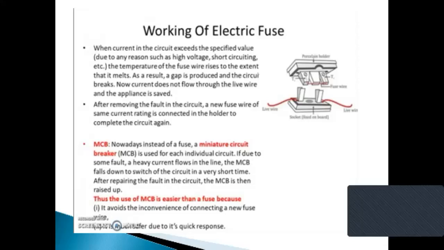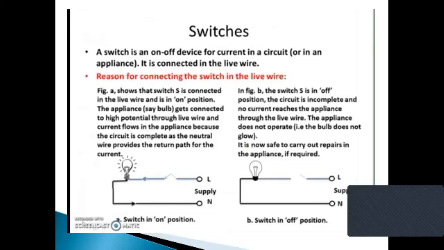A miniature circuit breaker is used for each individual circuit. If due to some fault heavy current flows in the line, the MCB falls down to switch off the current in a very short time. After repairing the fault in the circuit, the MCB is raised up. You might have seen these MCBs in your houses. Thus, the use of an MCB is easier than a fuse because MCBs avoid the inconvenience of connecting a new fuse, and it is much safer due to its quick response. This is about MCB and electric fuse.